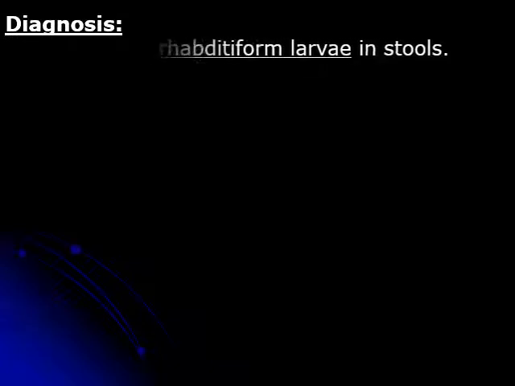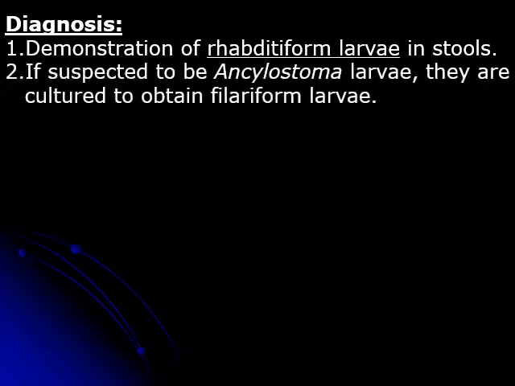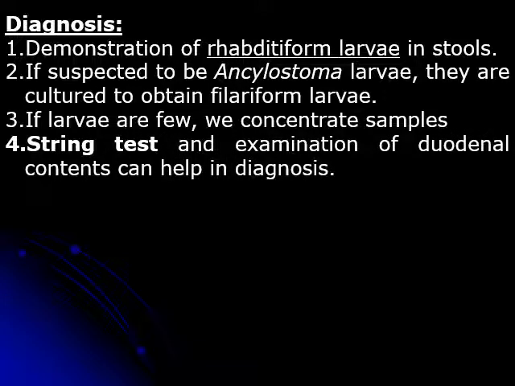Diagnosis of strongyloides is easy by finding rhabditiform larvae in stools. If suspected to be ankylostoma larvae, they are cultured to obtain filariform larvae. Filariform larvae of strongyloides are totally different from those of ankylostoma. If the larvae are few, we concentrate samples by centrifugation. Also, we can do the string test.